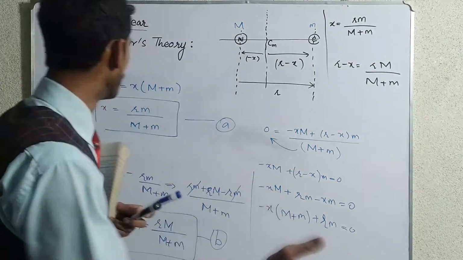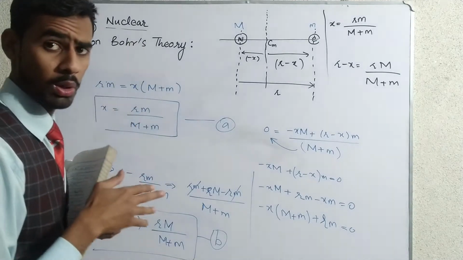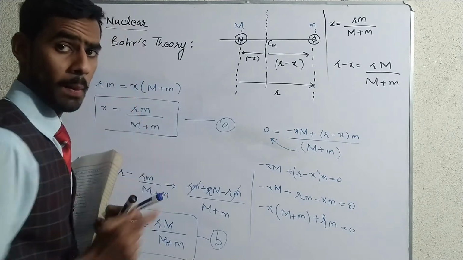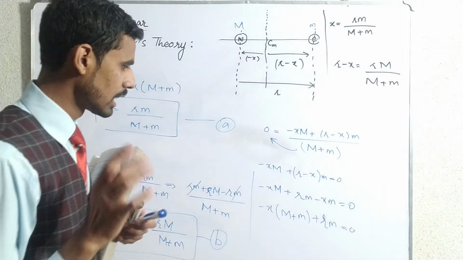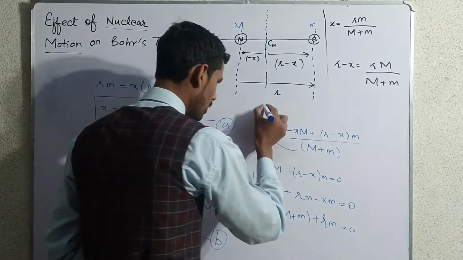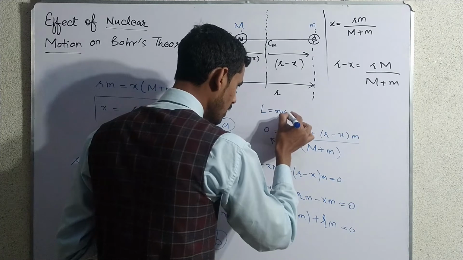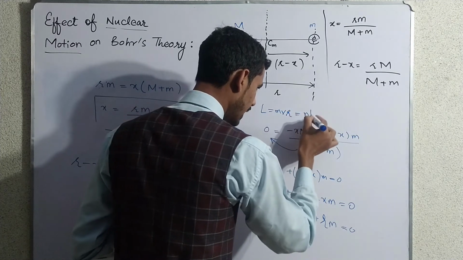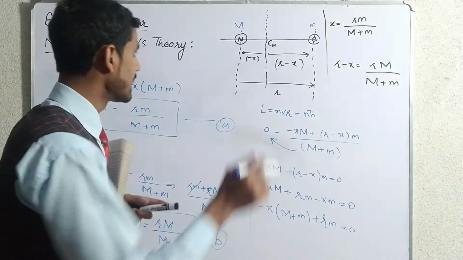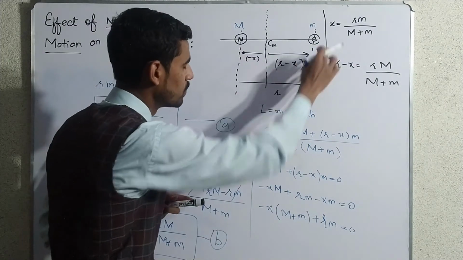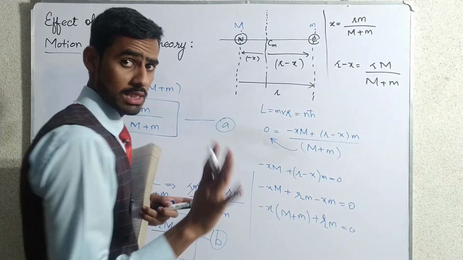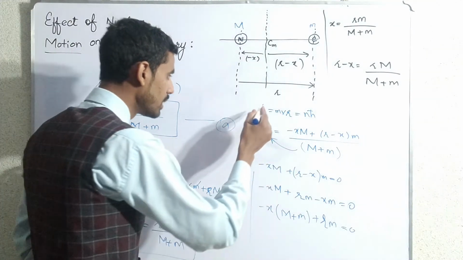in Bohr theory, when we talked about the postulates of Bohr in the first lecture, we said that the angular momentum is conserved and L equals mvr equals n h cut. Now we are going to talk about whether this is satisfied or not when the nucleus moves and the electron moves.